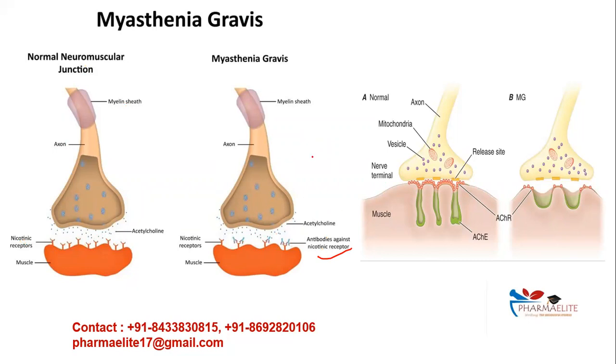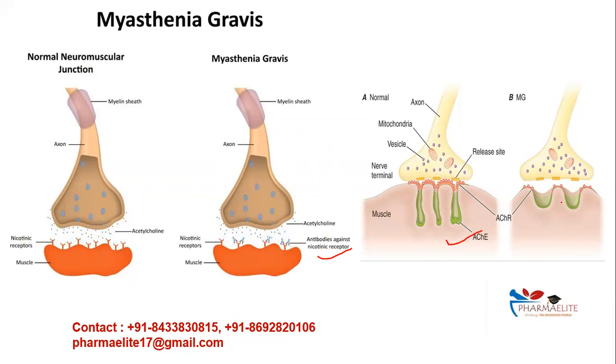Okay, when it comes to a myasthenia gravis patient, that is why you will have muscle weakness; your muscle strength will decrease ultimately. Okay, so here also you can see the release site. यहाँ पे अगर normal human being में देखो, the acetylcholinesterase is enough.